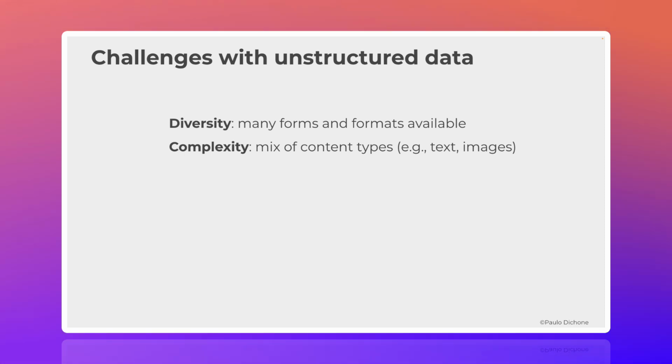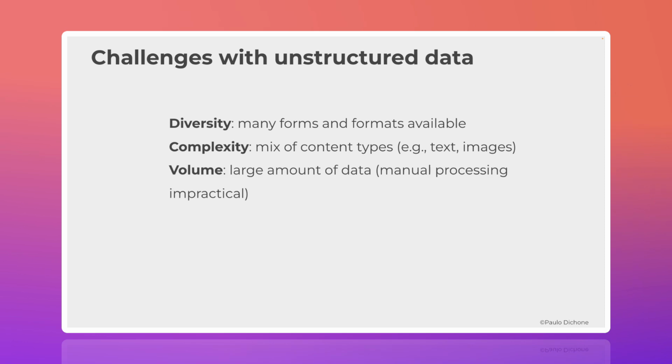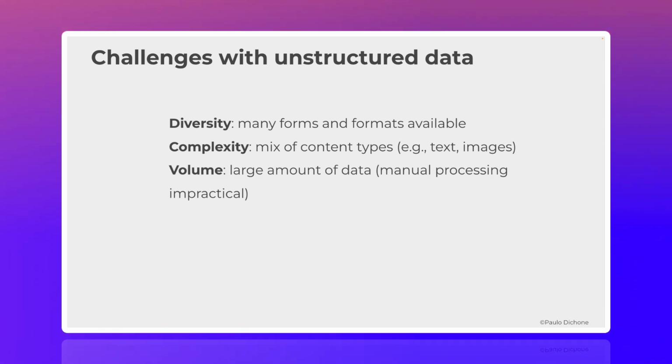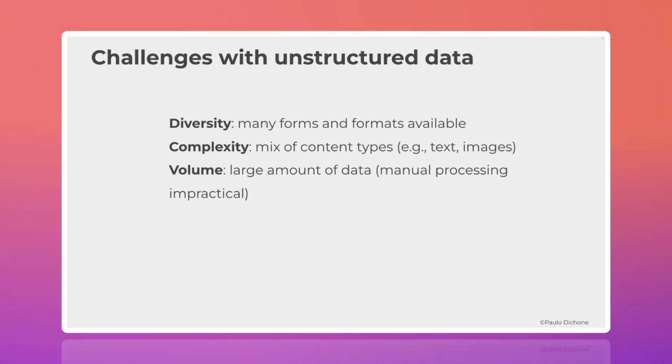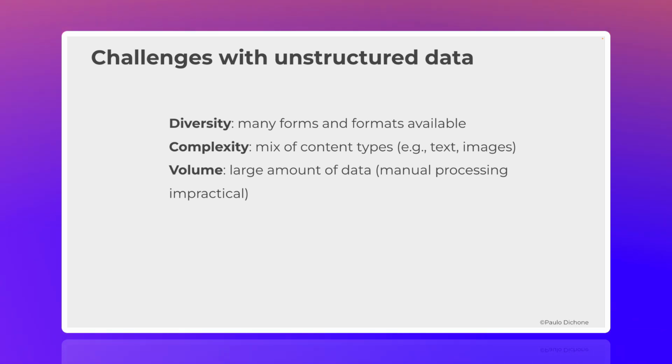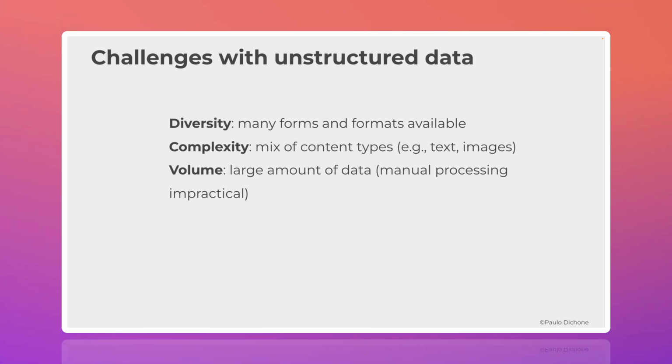So we have this mixture of content types. For instance, we have text on one hand, and then we have images, and many different kinds of content types. And also, most importantly, we have a volume of data. We have large amounts of data, which manual processing can be really tedious, and frankly impractical. So these are some of the challenges with unstructured data.